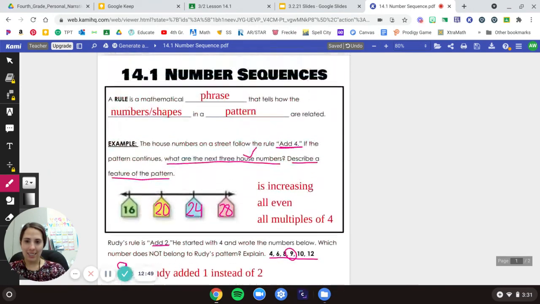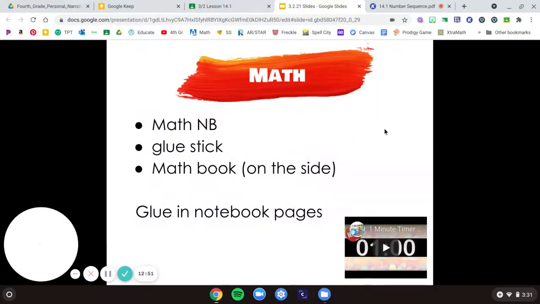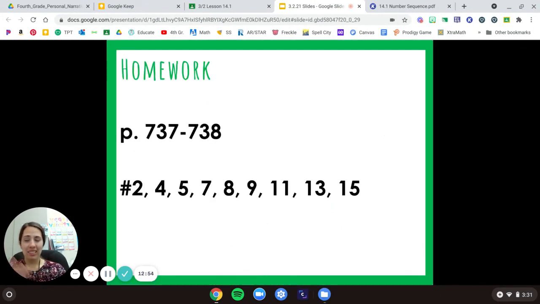All right, so that was what we did in math today. Then we had our new math books, and we turned to page 737 and 738, and we circled 2, 4, 5. Up there, you have to finish the pattern and describe it. Make it your observation. 7, 8, 9, and 11, you just have to finish filling in the pattern. And then 13 is a money review problem, something that you should have learned in 2nd and 3rd grade, going over making change. And then 15 is more practice for you. Let me know if you have questions.